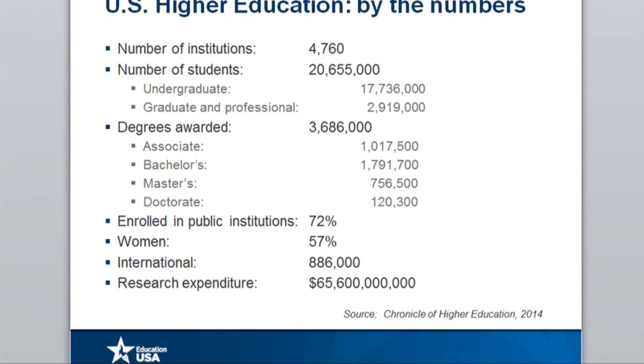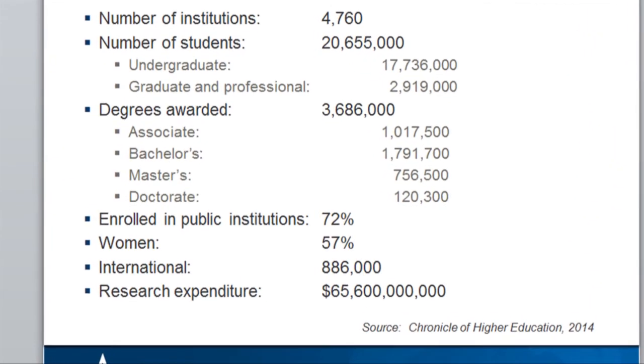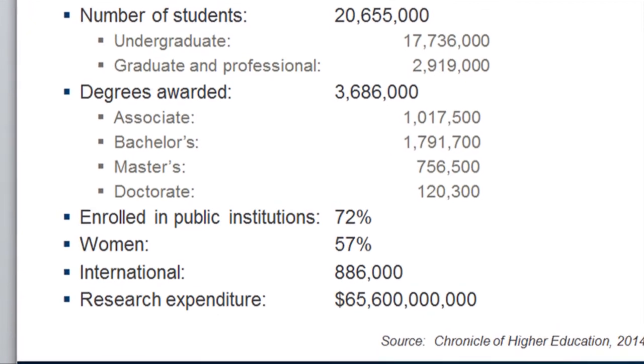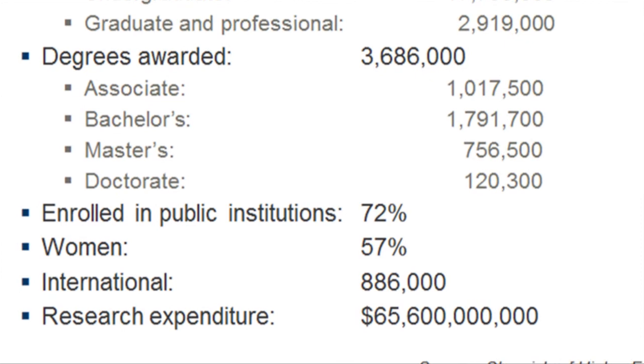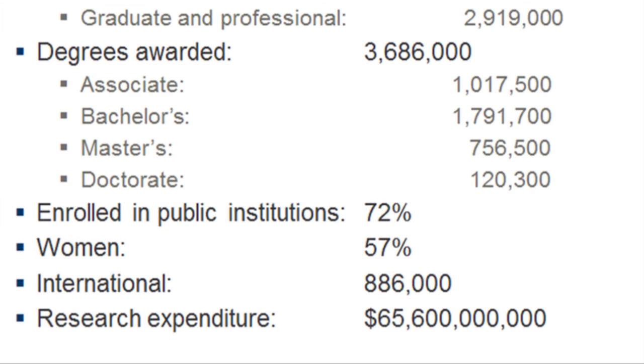And of course, American universities are some of the leaders in research and development around the world. So that was $65 billion spent on research in the U.S. at higher education institutions last year.